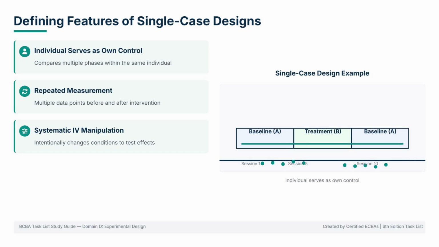Second, repeated measurement. Data are collected continuously, not just once. Third, systematic manipulation of the independent variable. We intentionally change conditions to see what happens. This is what allows us to demonstrate experimental control. So instead of comparing groups, we compare phases. This is why you'll see sequences like ABA or ABAB.